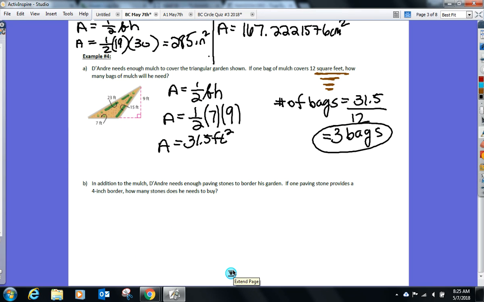He's master landscaper here, DeAndre, master landscaper. Now he's going to get paving stones to border the garden. And 1 paving stone is 4 inches. What do you mean by paving stones to border his garden? Now we're going from area to what? Okay, I don't know if anybody sees this little glitch we're going to have in a second. Perimeter, no big deal. I have all 3 sides, 23 plus 7 plus 15. That garden's got a border of 45 feet.